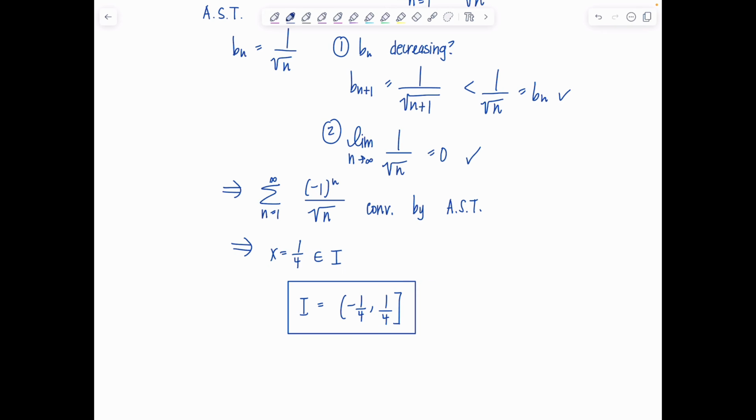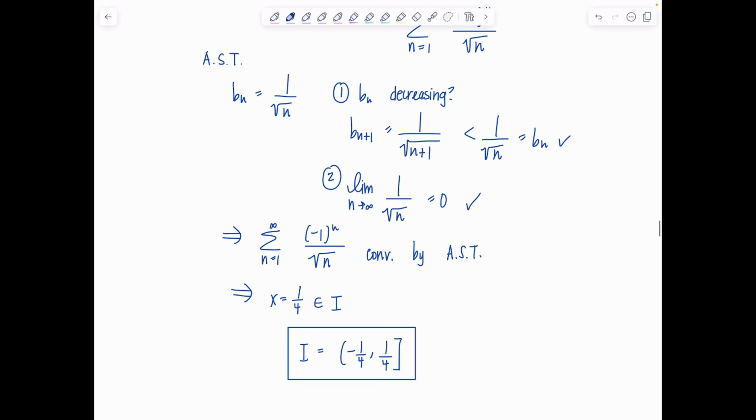It's interesting because you notice every time we test endpoints, we do a test that we learned in a previous lesson at the beginning of the chapter. So this is a great way for an instructor who doesn't want to put a ton of questions on the exam to make sure you still know how to do AST or limit comparison test without having to put a problem just on AST on your exam. If they just put a problem like this, they're going to force you to do it. So be on the lookout.